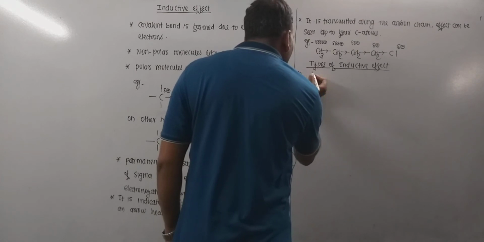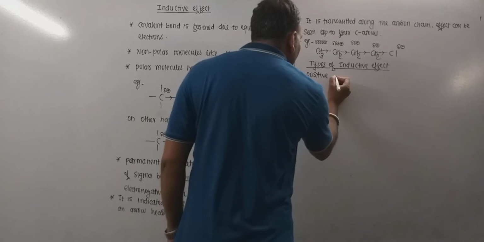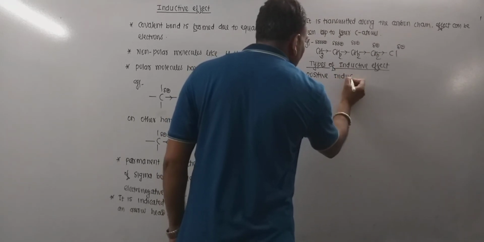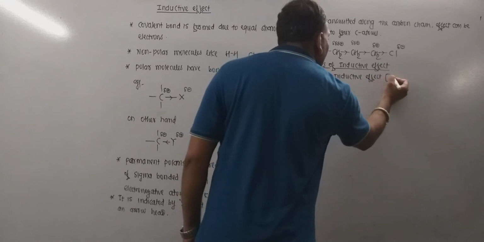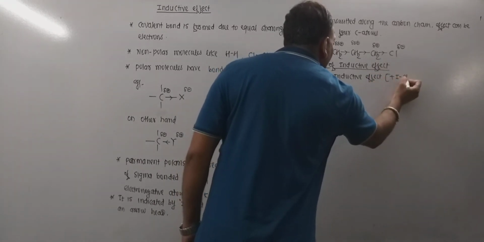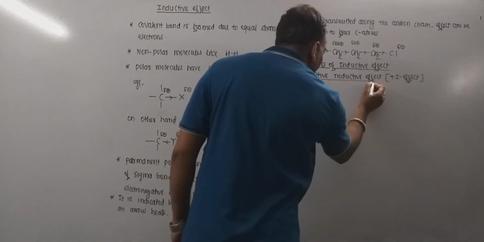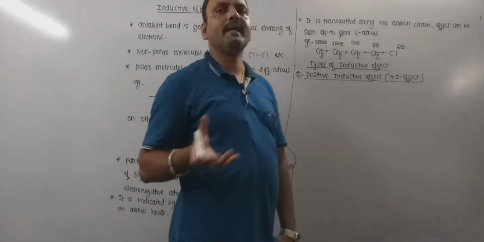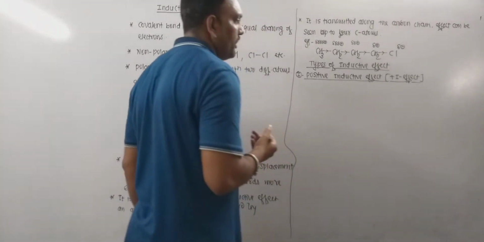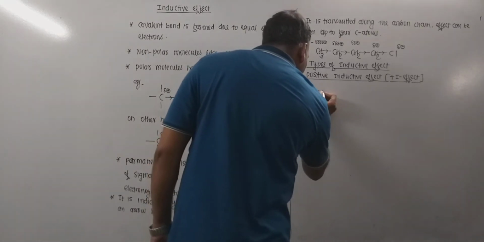So the very first type which can be explained is the positive inductive effect, which is popularly known as the plus I effect. Now, no matter whether it is positive or negative, inductive effect is permanent, we know very well. Now to explain this, consider an example.